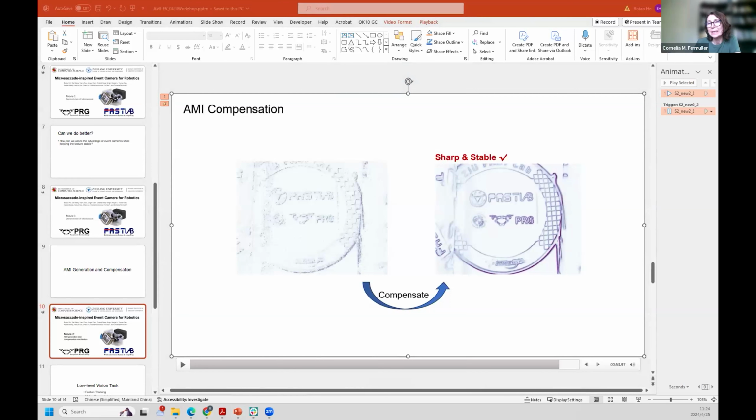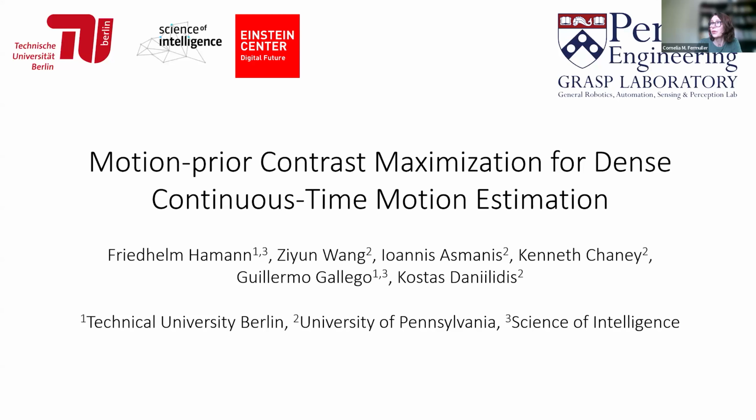So we are ready for the second speaker then, Friedhelm Hamann from the TU Berlin. He has been a student at this university and the Science of Intelligence Research Cluster since 2022, and he works with Professor Guillermo Gallego. Also, he just spent a semester at UPenn collaborating with Kostas Daniilidis. And he will present a new algorithm using and extending the contrast maximization framework for optical flow, tracking and 3D motion estimation.